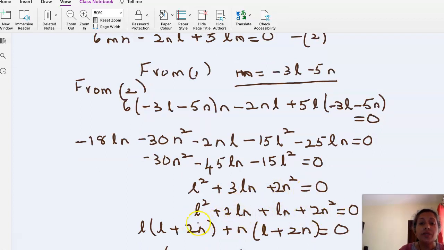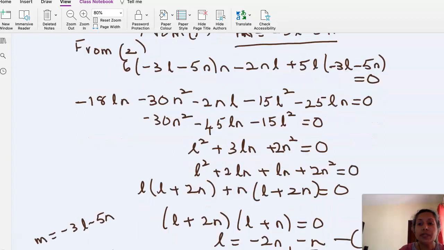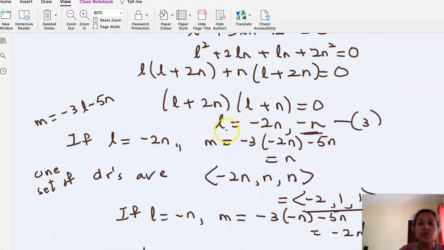And factorizing, you find two terms whose product is 2 and sum is 3. So you get l² + 2ln + ln + 2n² = 0. Factorizing, you get l(l + 2n) + n(l + 2n) = 0. That will give you (l + 2n)(l + n) = 0. So l is -2n or -n.